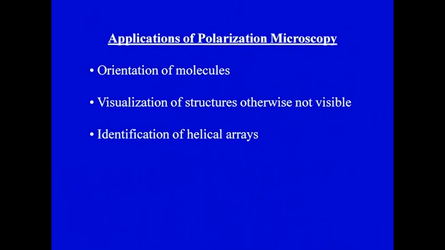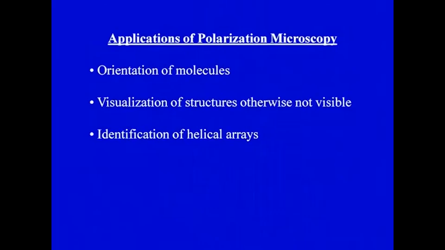Then there is visualization of structures. Like I said, there are a lot of structures which are not visible by other techniques. For example, mitotic spindles are not visible by either bright field or phase contrast microscopy, and they can easily be seen in polarization microscopy. So, this makes it easier to see what is going on in the mitotic spindle.